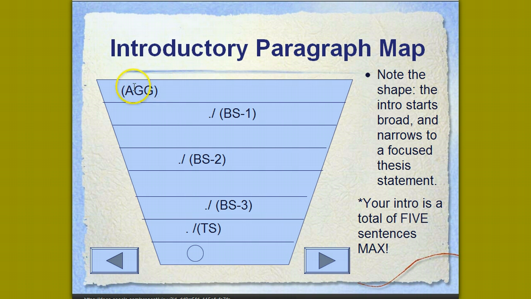I'm going to walk you through the logic behind your introduction. You're going to start out with a broad statement. Then it starts to narrow down as you preview your arguments. And finally it ends with a focused thesis statement. That's why it's shaped like this. Now, here's one way to look at this.